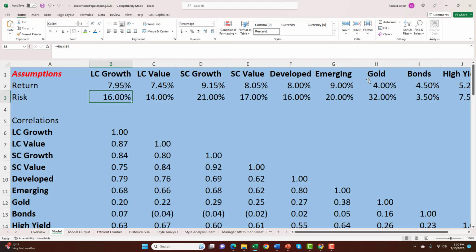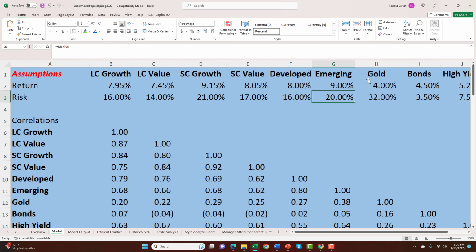Risk or standard deviation is primarily related to long-term history. I'll talk in the next video where that can really be an issue for your reliability in this type of model. But based on history, historically, growth stocks have been more volatile than value stocks. Small company stocks have been more volatile than large company stocks. Developed market stocks have been about as volatile as the United States.